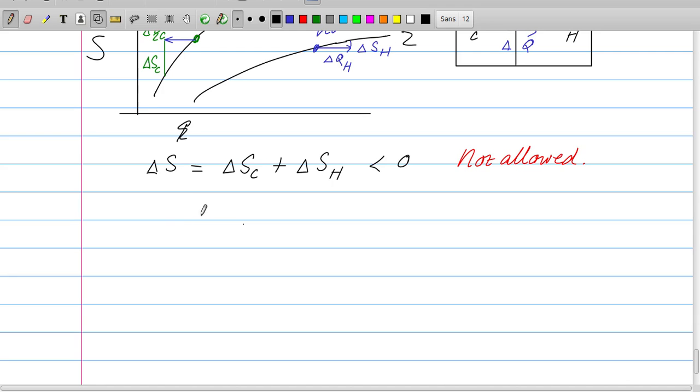So delta S, the heat flows from hot to cold. And that's a particular formulation of the second law.